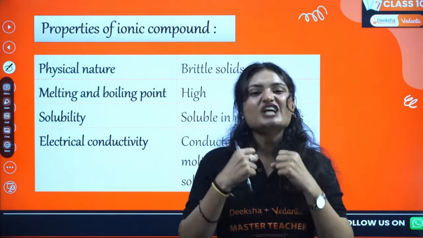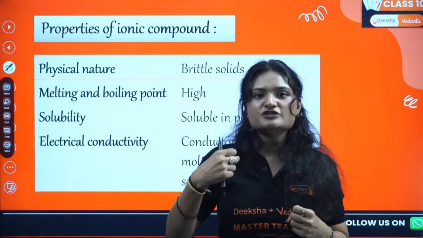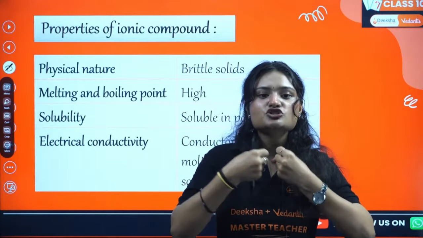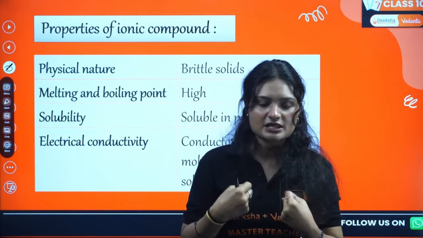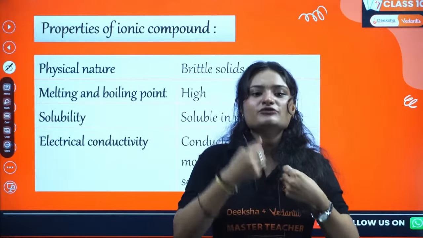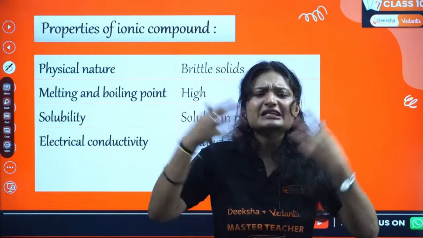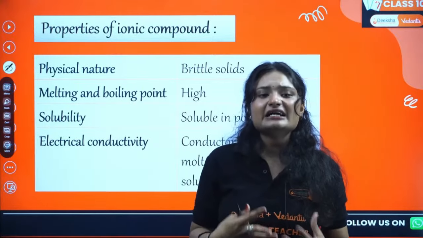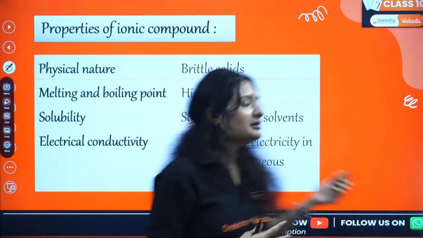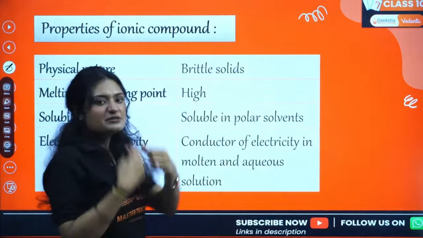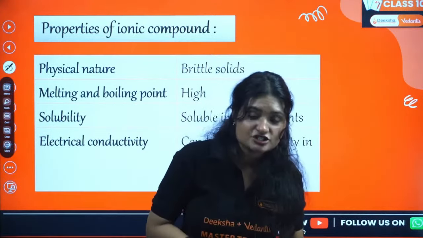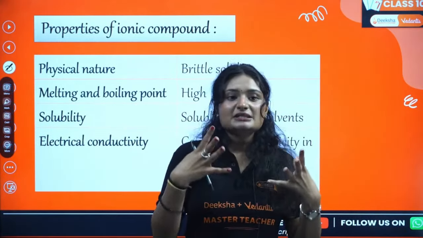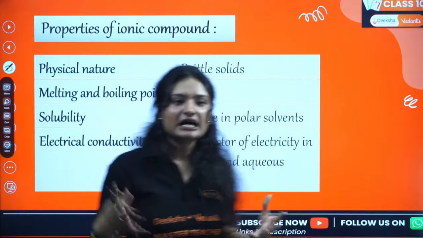Ionic bond is formed by the transfer of electrons. There is a positive ion and a negative ion, and there is strong electrostatic attraction between them. If you want to break the bond, you need to put in really high energy, and by high energy I mean high melting and boiling point. That means the melting and boiling point is really high.